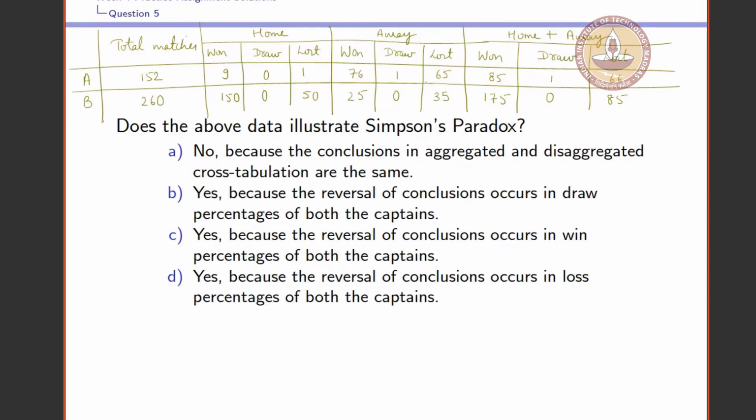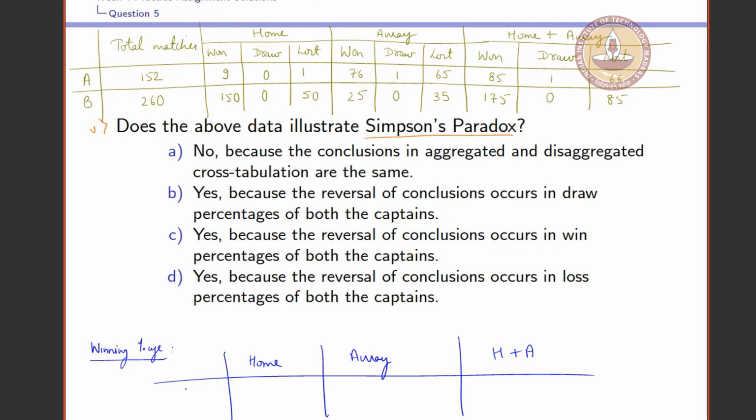So the next part is, does the above data illustrate Simpson's paradox? So let's see. First we will look at the winning percentage. So this is home, away, and home plus away matches for Captain A and for Captain B.